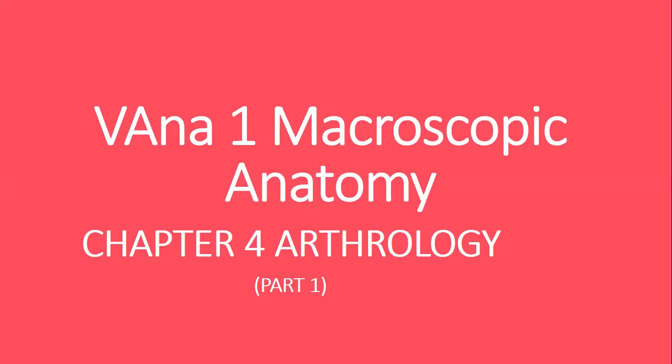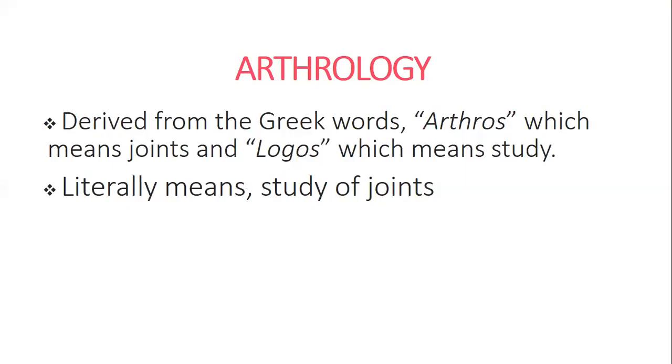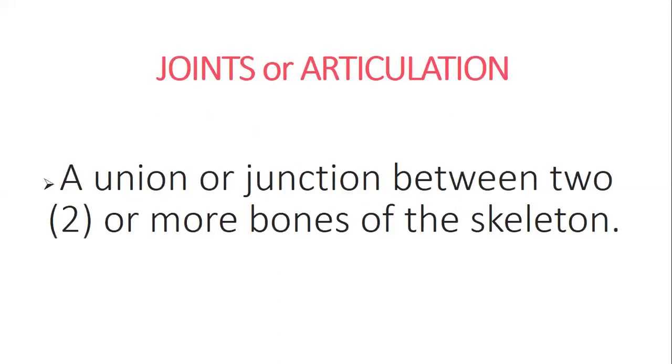So we are now in macroscopic anatomy, chapter 4, or for this part 3, which is arthrology, and this is part 1 or the introduction. When you say arthrology, this is derived from the Greek words arthros, which means joints, and logos, which means study. So this literally means study of joints. Joints or articulation is a union or junction between two or more bones of the skeleton.